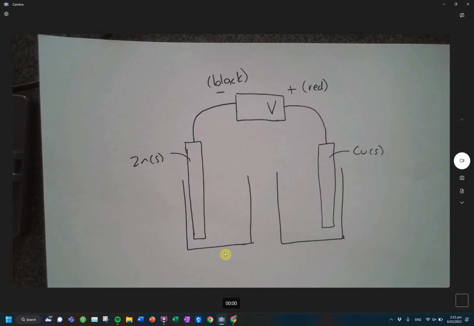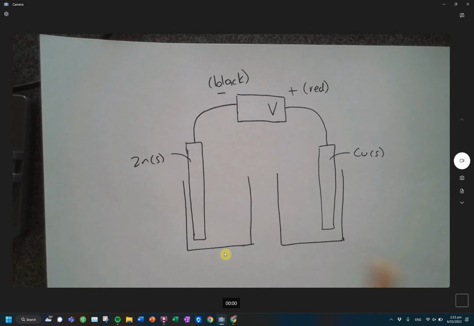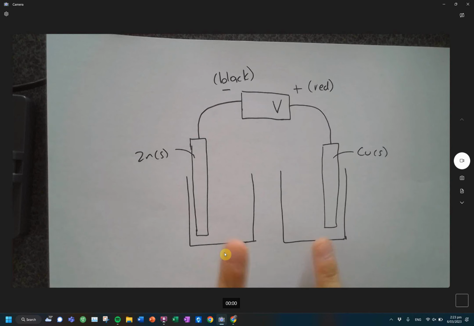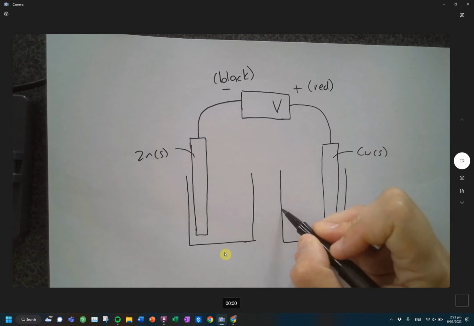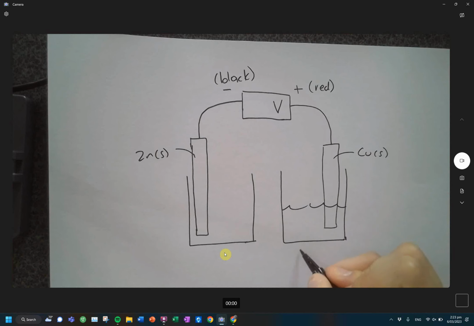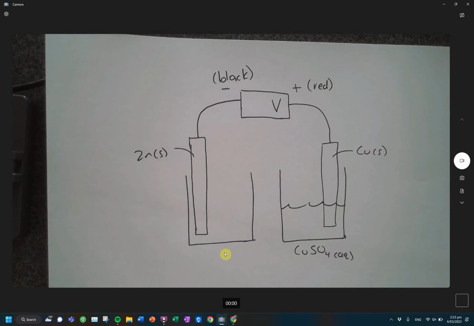All right, now let's talk about the solutions you're going to grab. There are three different bottles of solutions you're going to grab. The first one you're going to grab is your copper sulfate. Now, which of these two beakers do you think the copper sulfate is going to go into? The one with the copper. It's a nice little matching game. And that's aqueous.